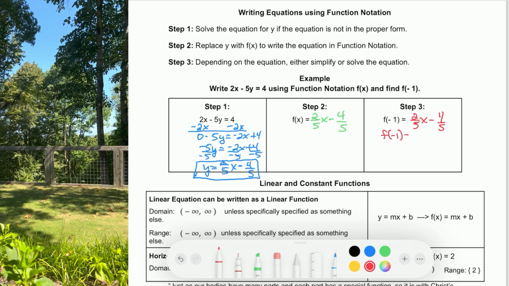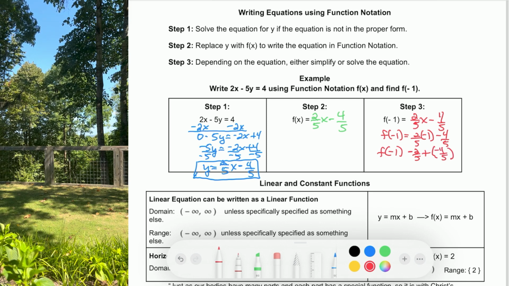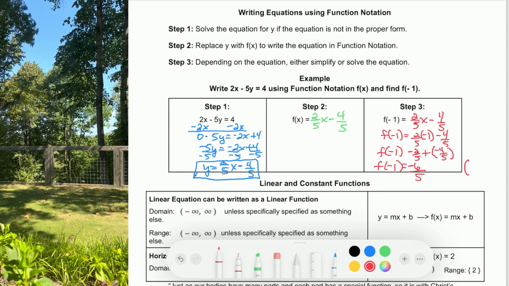So f of -1 equals 2/5 times -1, because I'm replacing my x with that, minus 4/5. All right, we get f of -1. 2/5 times -1 is -2/5. I'm going to go ahead and change this to keep, change, change. So this becomes -4/5 like this. Now we're going to add them together. And I get -6/5. Okay, so our result is -6/5. Well, we still need to write our ordered pair for our answer. So remember, our x value was -1. That's what they gave us. And we just found our y value is -6/5.